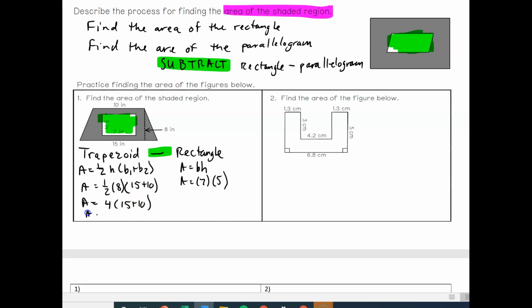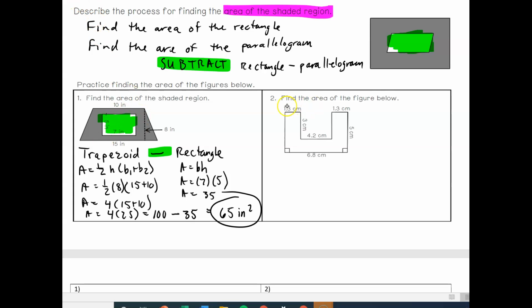And 4 times 15 plus 10 is really 4 times 25, which makes your area of a trapezoid 100. And your area of a rectangle, 7 times 5, is 35. So you just want to do 100 minus 35, which gives you your answer of 65 inches squared. So this is an example of an inscribed shape where you wanted the area of just the shaded region without the shape inside of it.